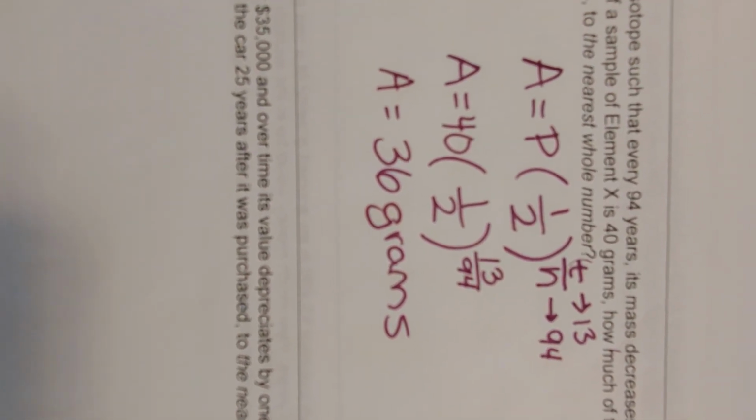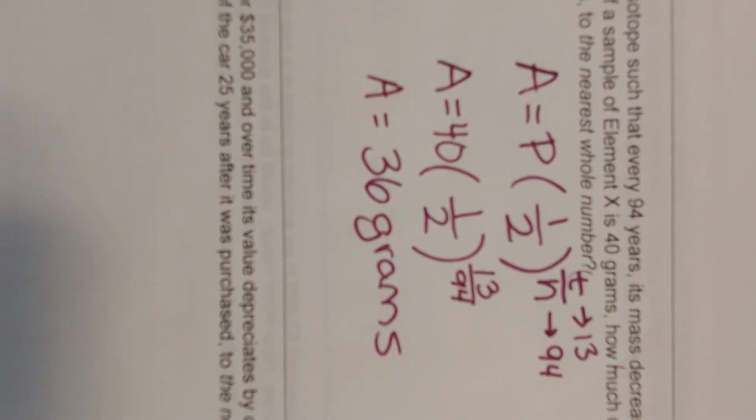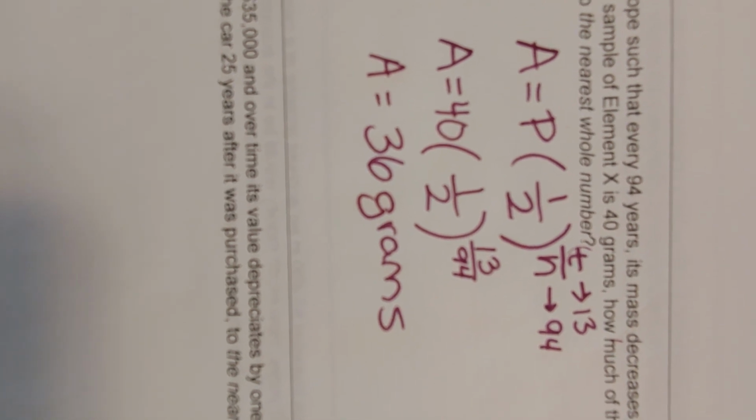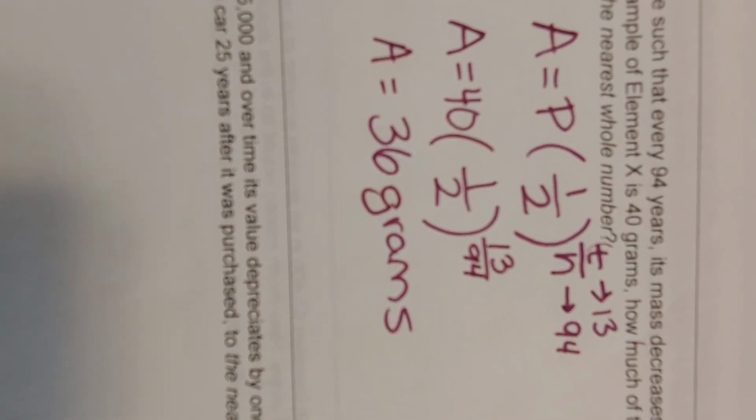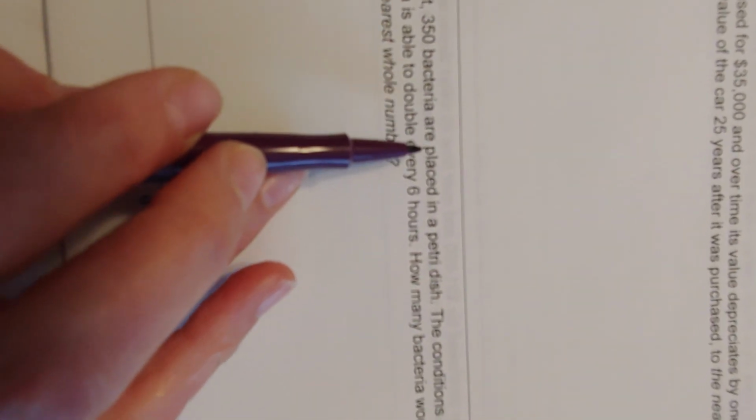Now likewise, you can use this formula in a very similar way for things that will double after a certain number of years. So let's actually skip and look at number 3. In a lab experiment, 350 bacteria are placed in a petri dish, and we know bacteria is going to grow. The conditions are such that the number of bacteria is able to double every 6 hours. How much bacteria will there be after 14 hours? And then again, to the nearest whole number.